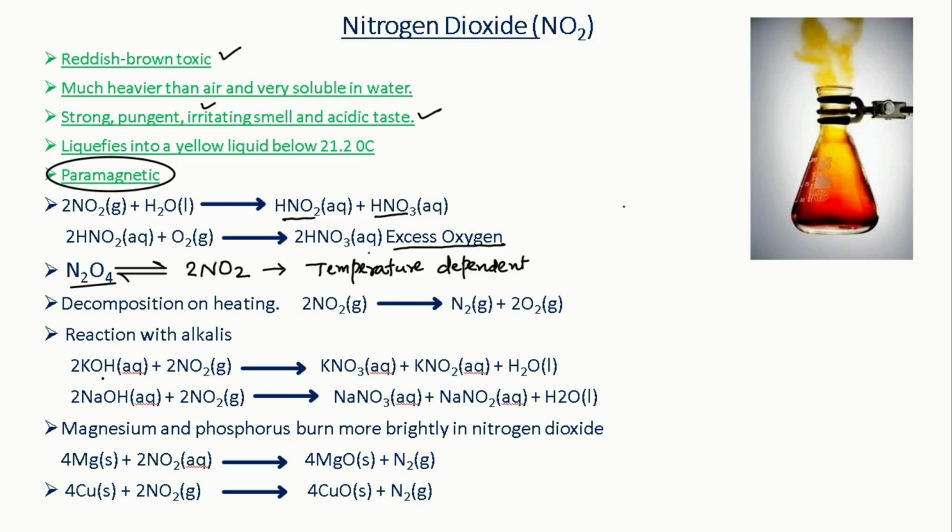It reacts with alkalis, for example potassium hydroxide and sodium hydroxide, to give the salts potassium nitrate and sodium nitrate. And it helps in the oxidation of magnesium and phosphorus. Magnesium and phosphorus burn more brightly in the presence of nitrogen dioxide, and give the corresponding oxides of magnesium and phosphorus. It also reacts with copper, and again the copper is oxidized like with the other oxides, and the nitrogen dioxide is reduced to nitrogen gas.